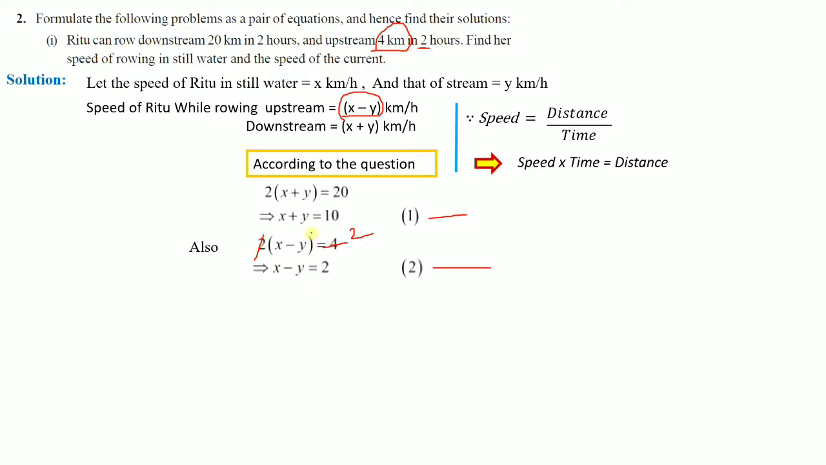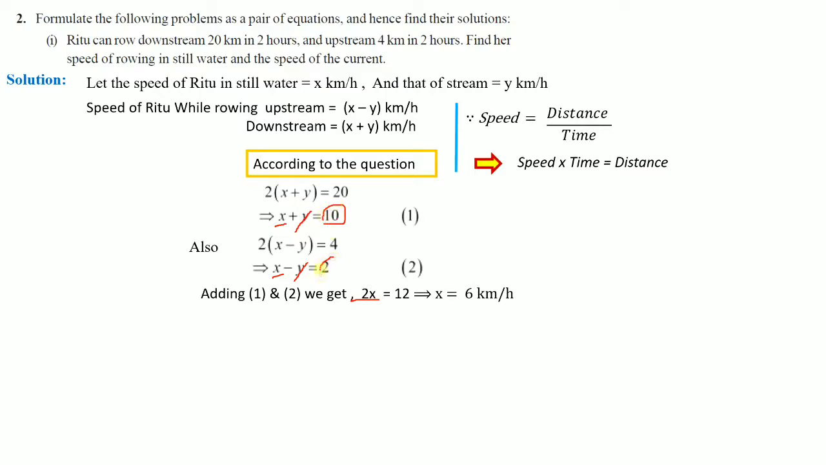Now as we have y and y with the same coefficients and opposite signs, we add equation 1 and 2. Look here, we are adding, so y and y will cancel and this x plus this x will become 2x, and then 10 plus 2 will become 12. So 2 ones are 2, 2 sixes are 12. So x is equal to 6 kilometer per hour. That is the speed of Ritu.